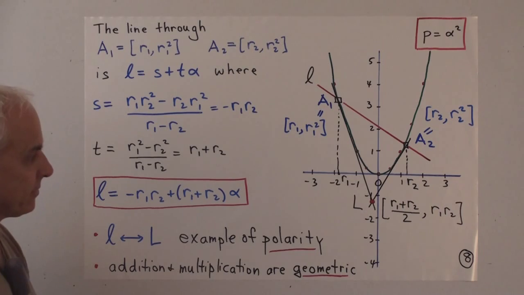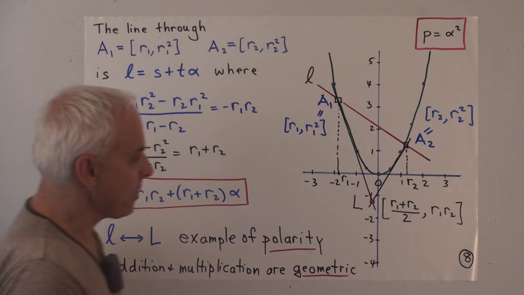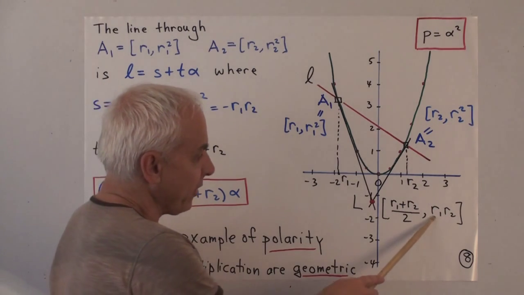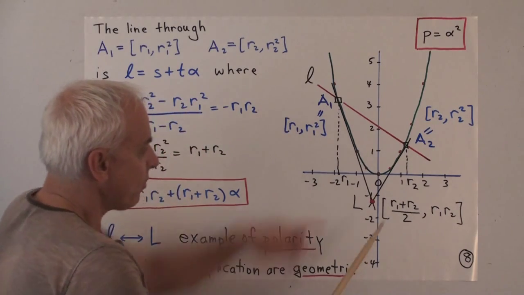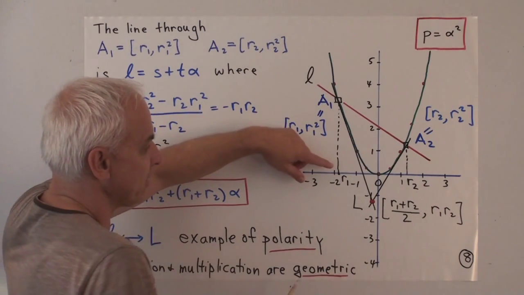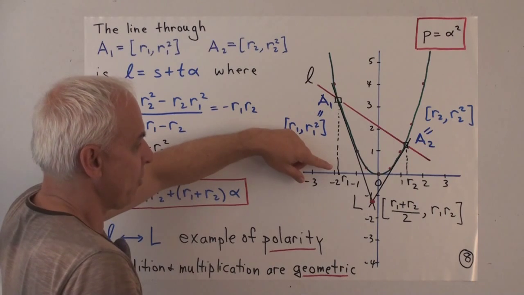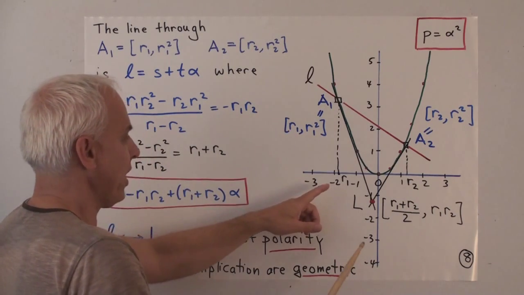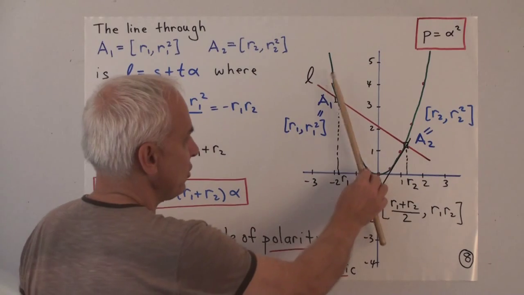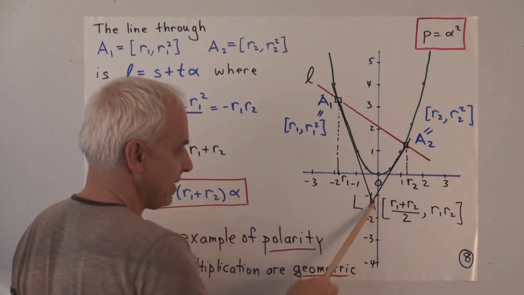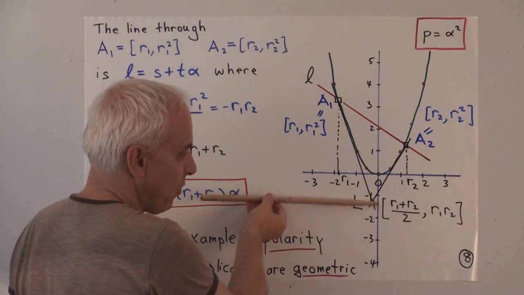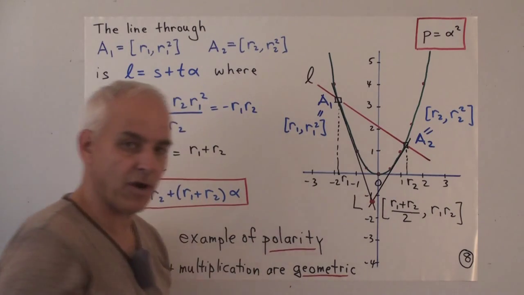What about the product? Well, you can see a product here. If you wanted to find what r1 times r2 was, one way of doing that would be to say, all right, we can take r1, r2, we can look at the 2 tangents, and we can see where they meet, and then the y-coordinate of that is going to be r1 times r2.